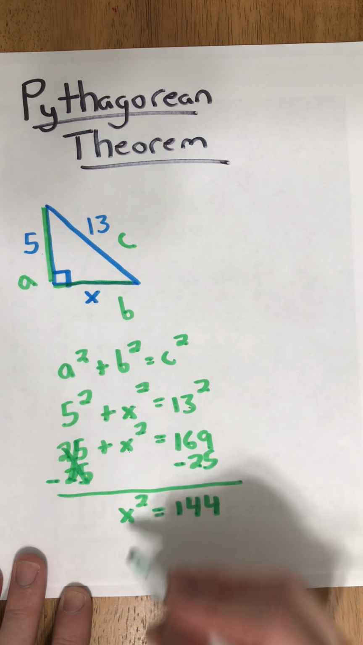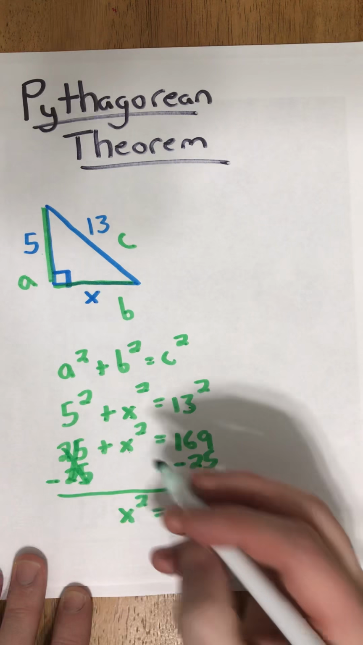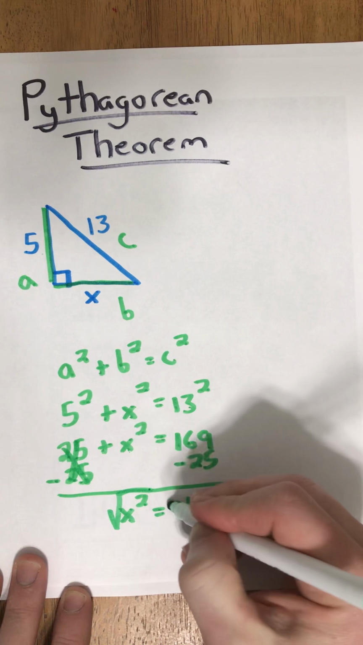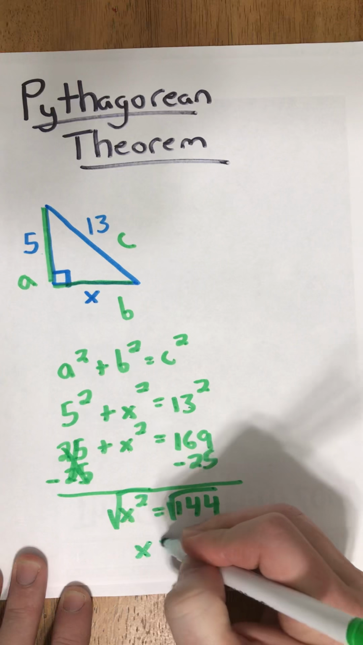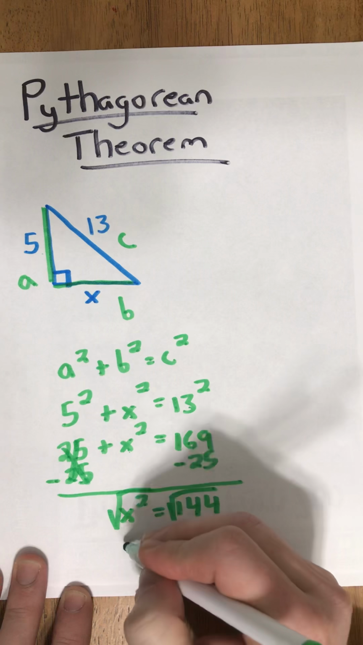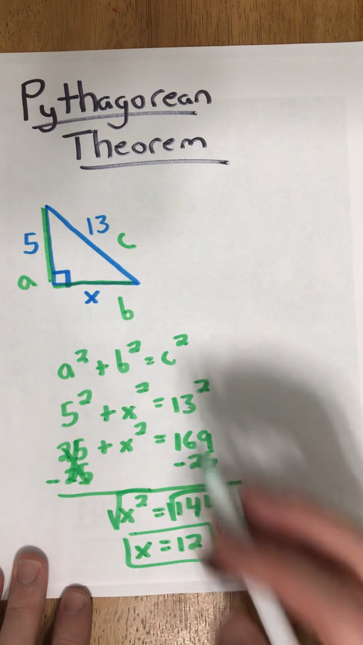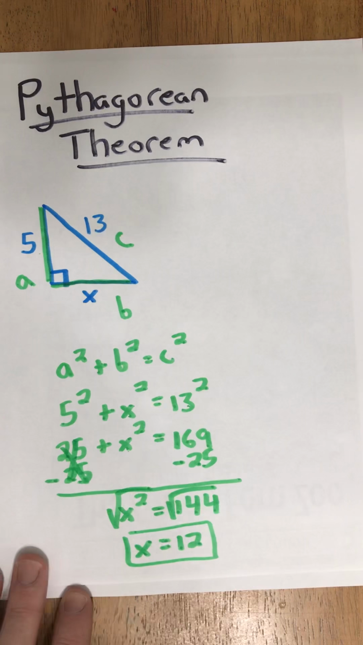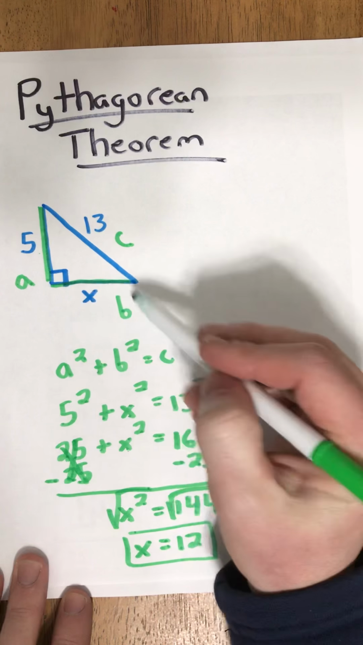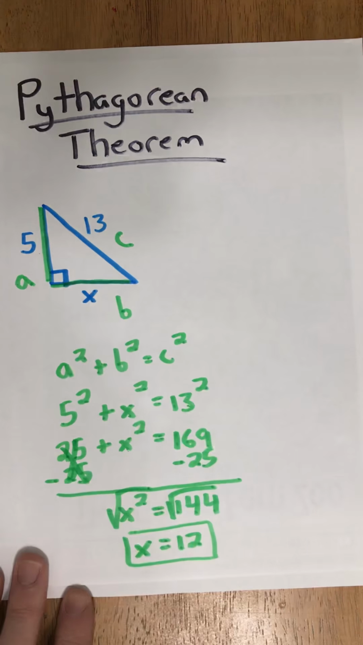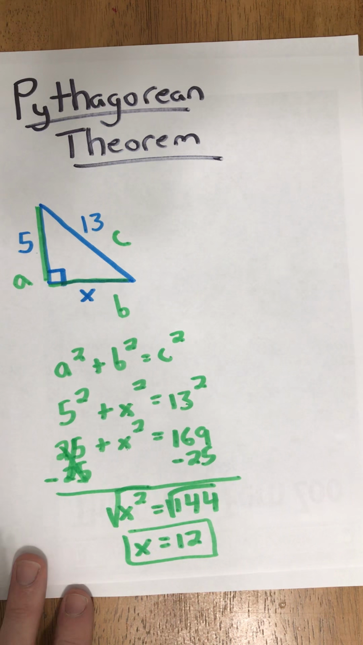And to remember to get rid of a square, we're going to take the square root. So I'm going to take the square root of both sides, and I get x is equal to positive 12. So in this case, our b is equal to 12. Remember, a good way to check is that it can't be longer than this side, which is the hypotenuse. 12 is not longer than 13, so it looks like we did this correct.